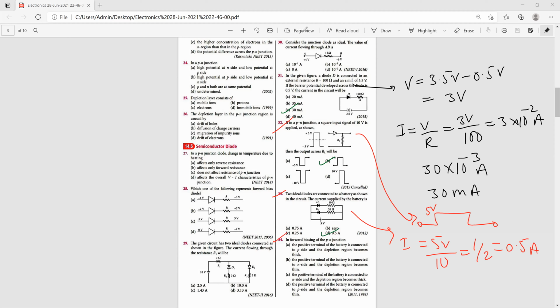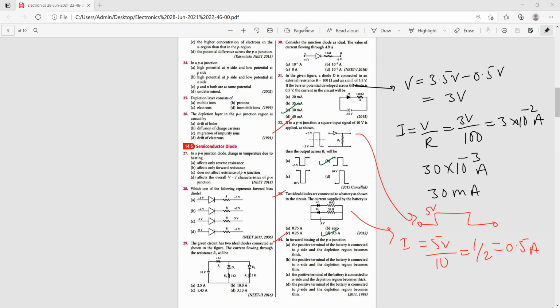34. In forward biasing of PN junction, first option: the positive terminal of a battery is connected to P side and depletion region becomes thick. Second one, the positive terminal of the battery is connected to N side and depletion region becomes thin. Third one, positive terminal of the battery is connected to N side and depletion region becomes thick. Fourth one, the positive terminal of the battery is connected to P side and depletion region becomes thin.